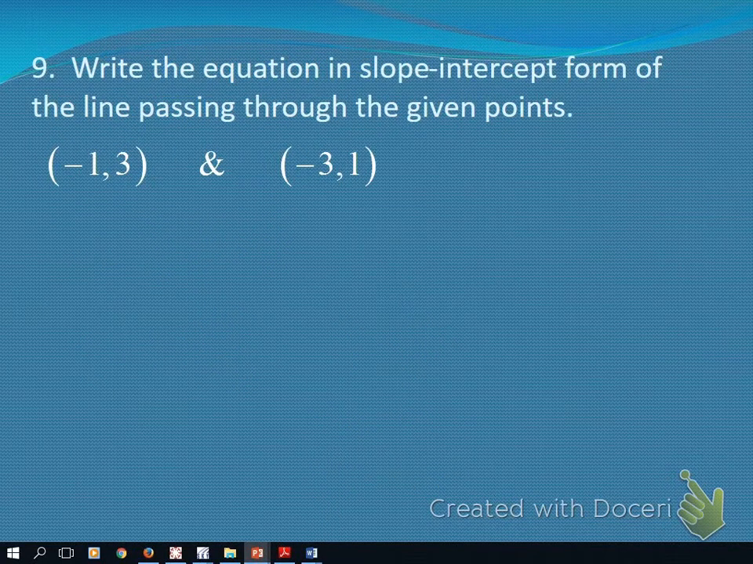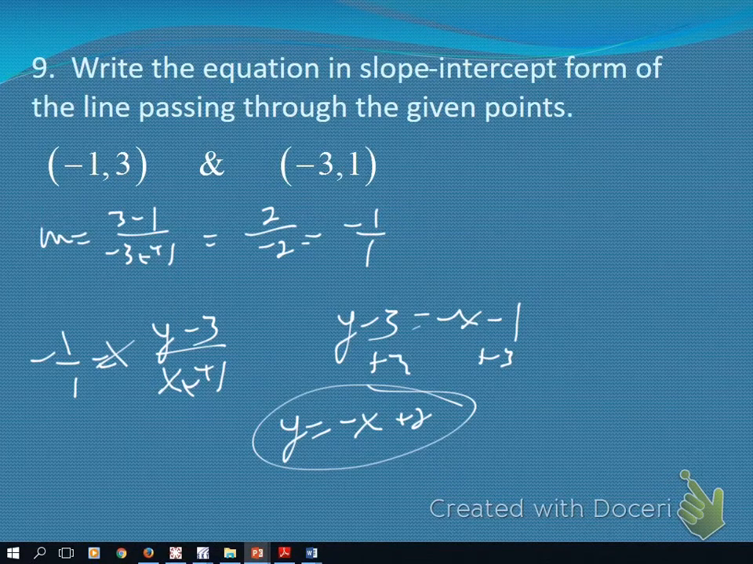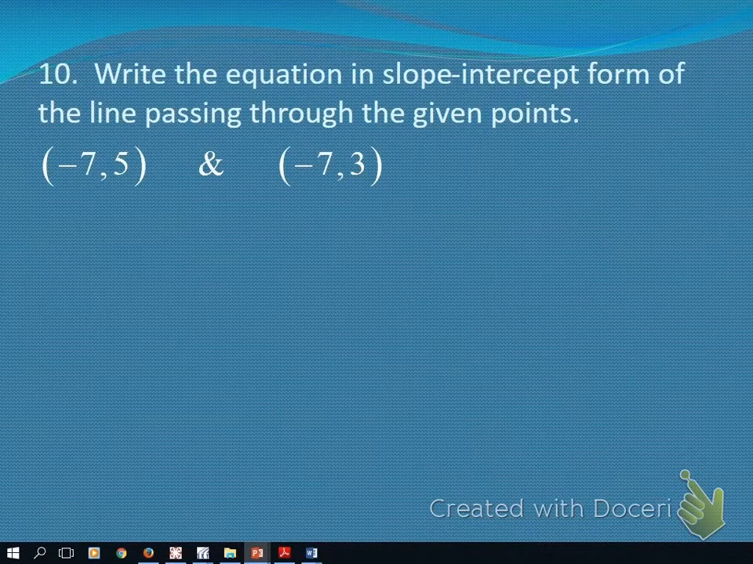Okay? Piece of cake, right? Try this one. Stop the video, start it back up, and see how you do. There you go, y equals -x plus 2. Okay? Lots of practice in this one. So, try this next one, see what happens.